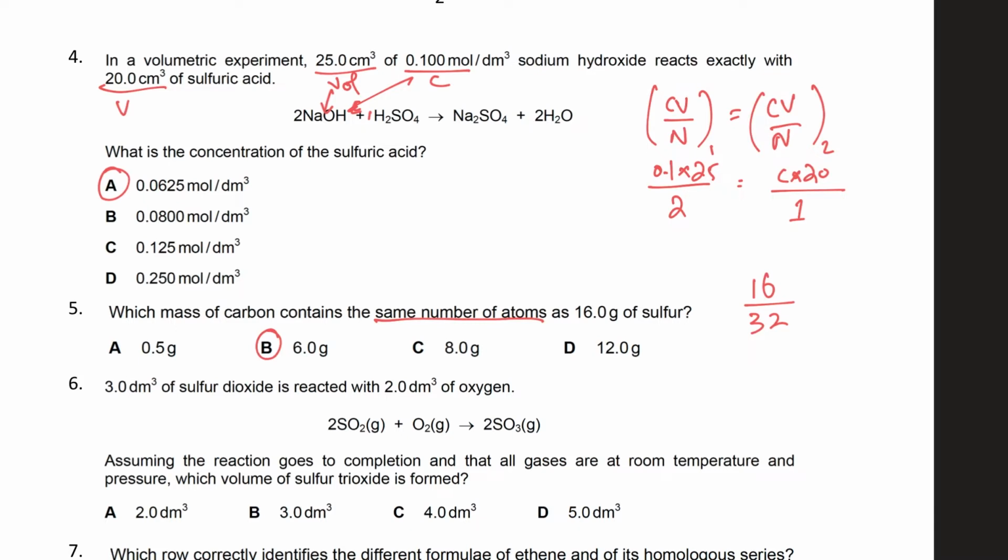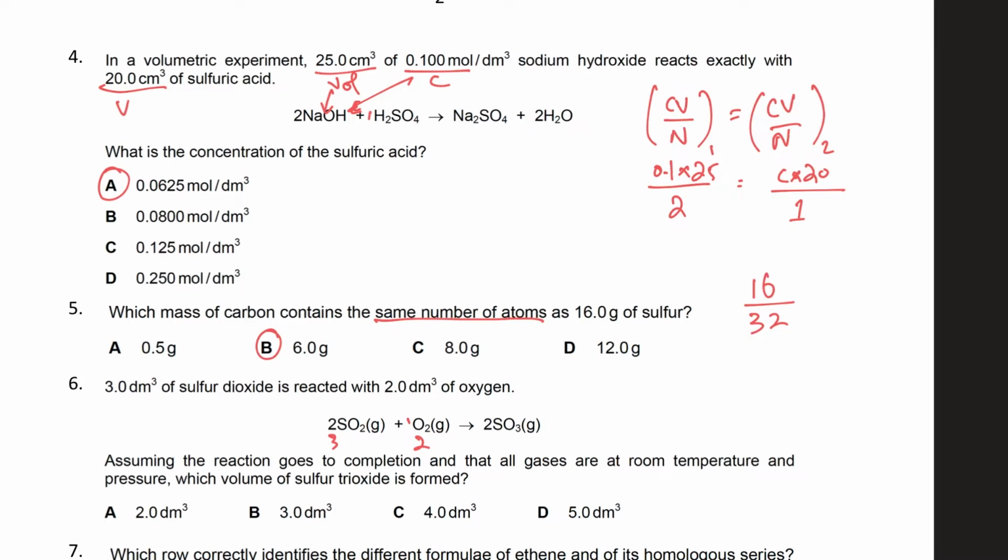3 dm cube of sulfur dioxide is reacted with 2 dm cube of oxygen. So we have 3 of this reacting with 2 of this. Assuming the reaction goes to completion, and that all gases are at the same conditions, what volume of sulfur dioxide is formed? Now, what is the limiting reactant here? Of course, we need 2 moles of sulfur dioxide to react with 1 mole of oxygen. And obviously, if I wanted to react with 2 moles of oxygen, I need 4 moles of sulfur dioxide, which I don't have. Which means that I will basically use my limiting reactant, and the limiting reactant here is sulfur dioxide. I can only use 3 of it.